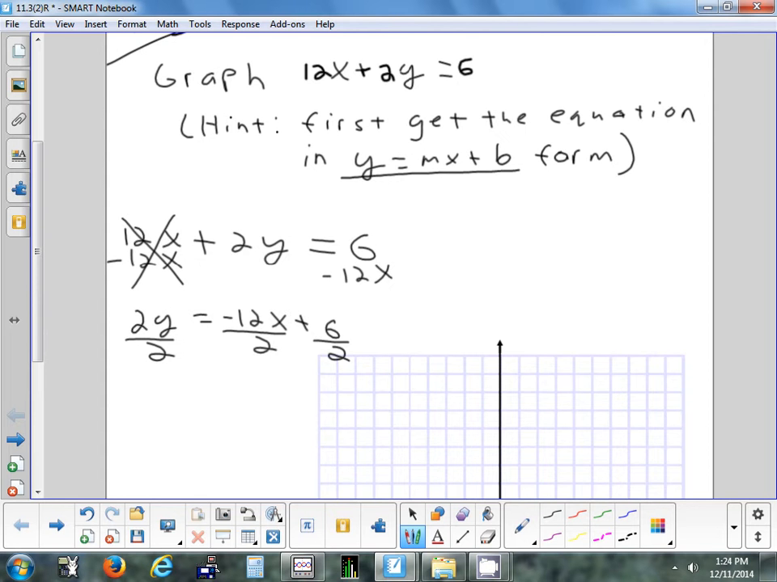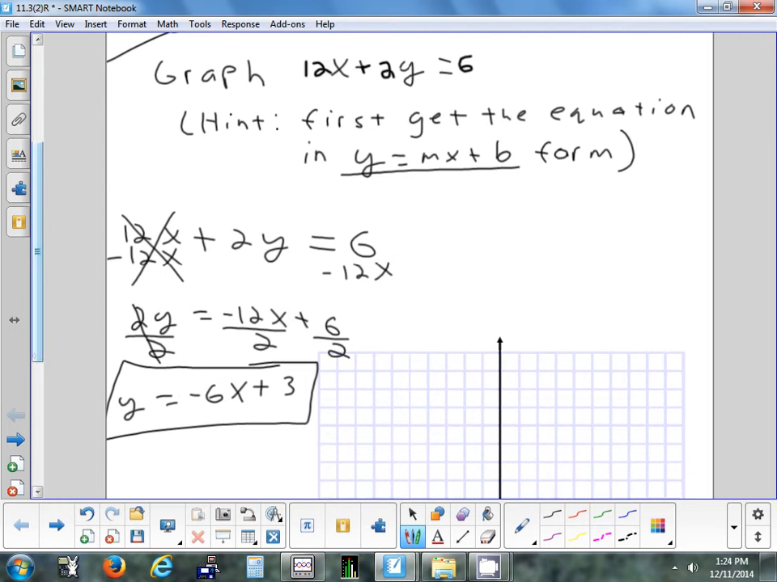Okay. Now reduce what you can. 2 divided by 2, that's 1. How about negative 12 divided by 2? Can you reduce that? What's negative 12 divided by 2? Negative 6. Negative 6x plus. What about 6 divided by 2? 3. Is that slope-intercept? Yes. Yeah, now we're good. Okay, so y equals negative 6x plus 3.